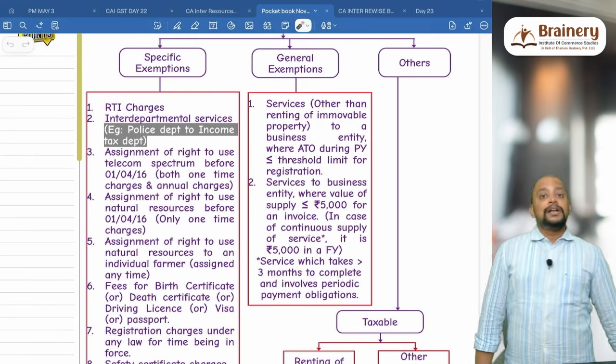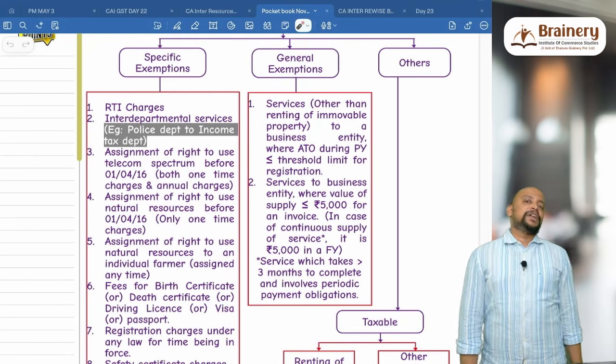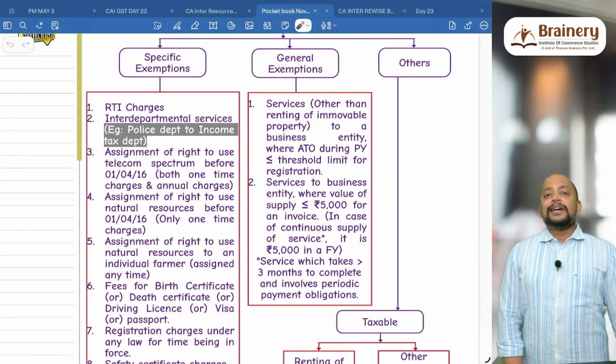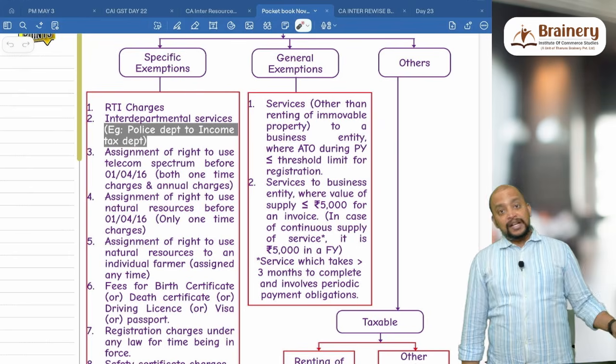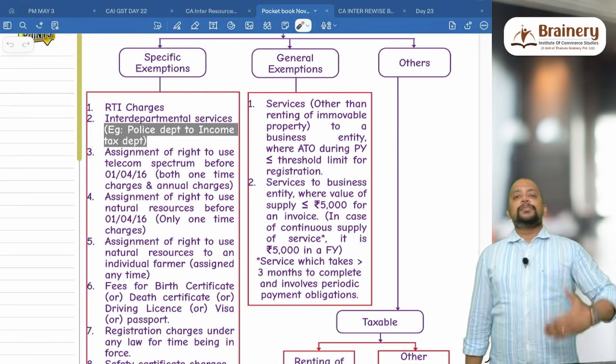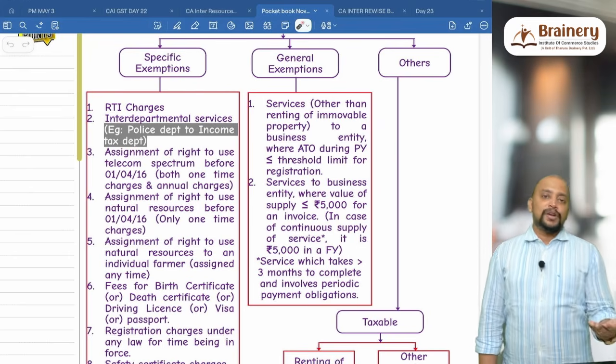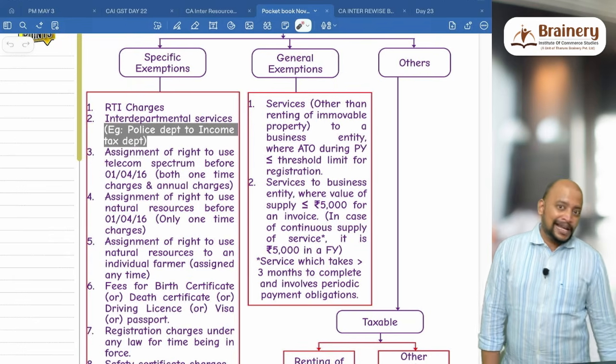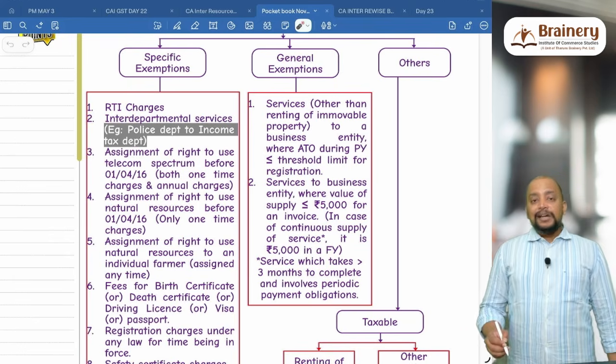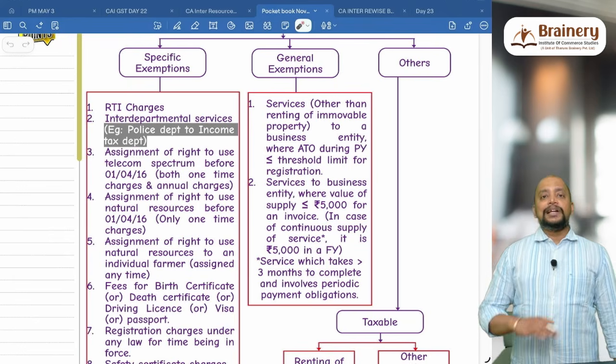Second general exemption is applicable for renting of immobile property, but there is a monetary limit, that is the consideration per invoice should not exceed 5,000. If it is a continuous supply of service, that is a service which takes more than 3 months to complete and involves periodic payment obligations, then it should be taken as 5,000 rupees per annum, then only it is exempted.